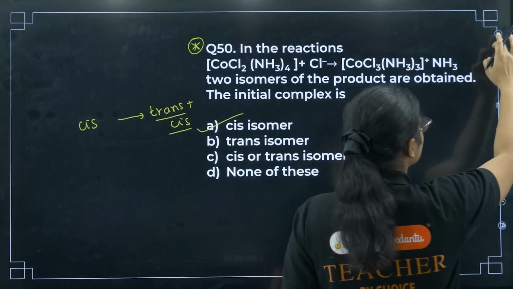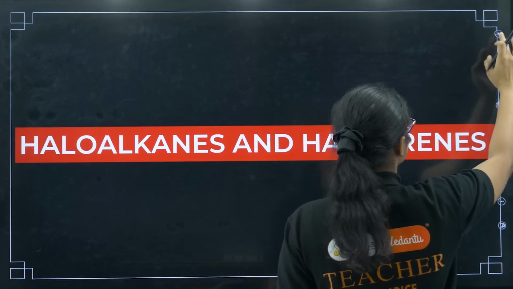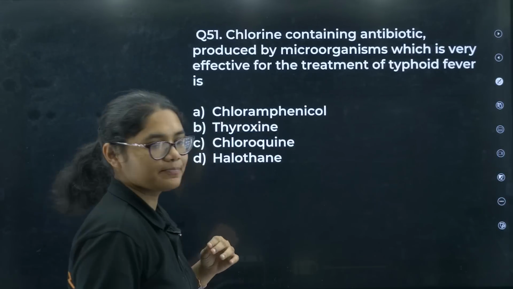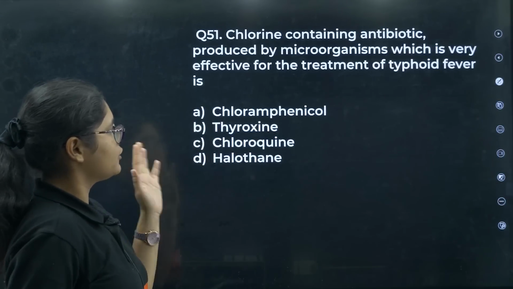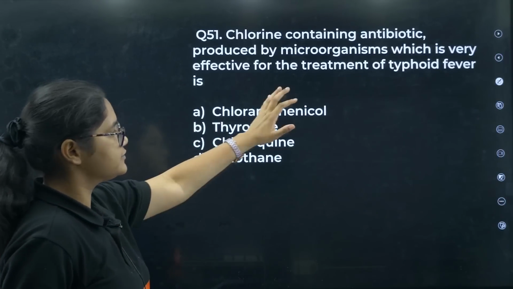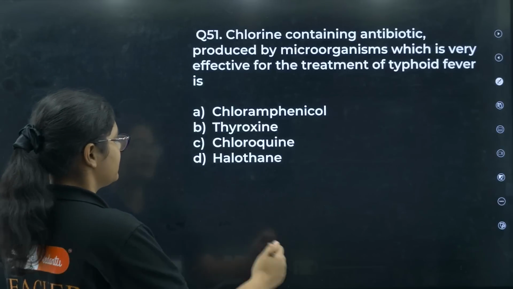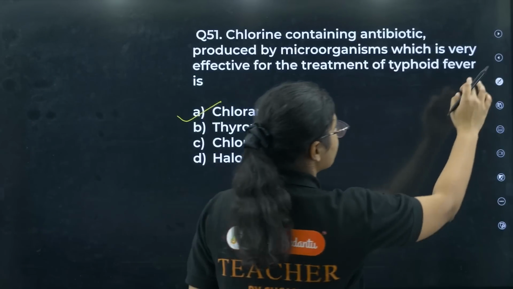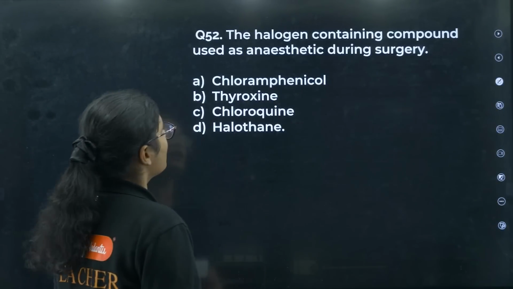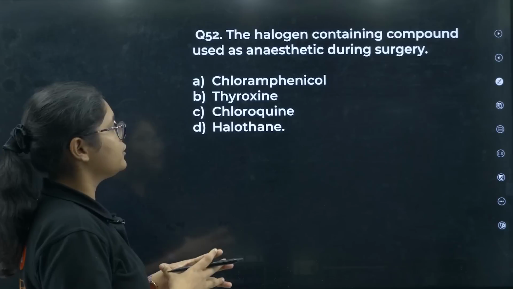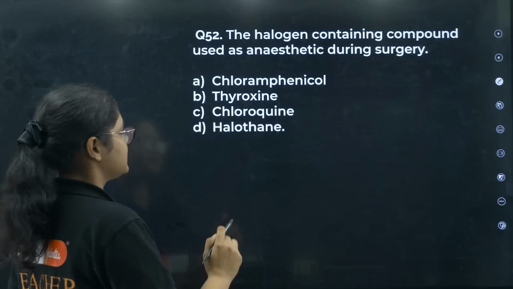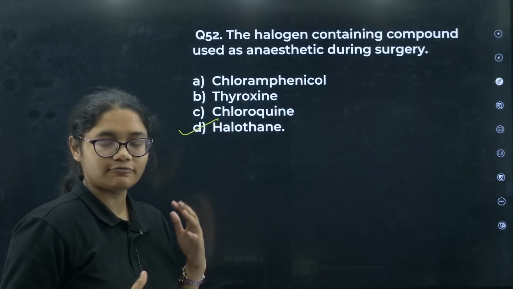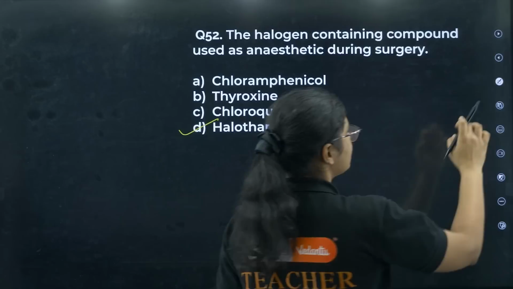Okay, now moving to the next chapter, haloalkanes and haloarenes. Here the first question, chlorine containing antibiotic used in the typhoid fever is nothing but your chloramphenicol. Next, the halogen containing compound used as an anesthetic during surgery is your halothane. So these are the fact based questions, you should be remembering them.